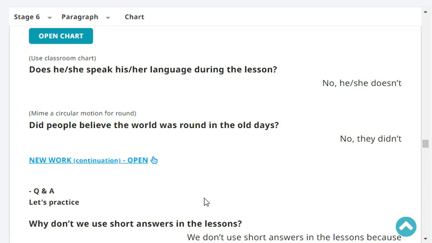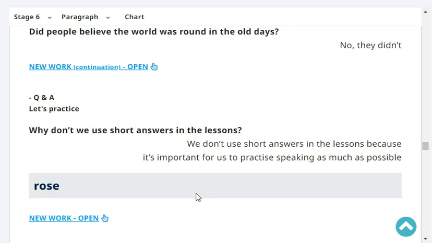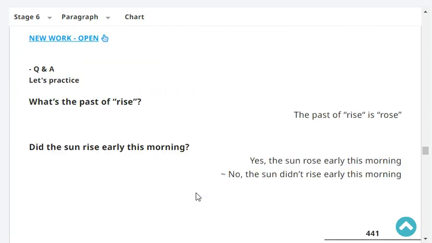Did people believe the world was round in the old days? No, they didn't. Why don't we use short answers in the lesson? We don't use short answers in the lesson because it's important for us to practice speaking as much as possible. Very good.